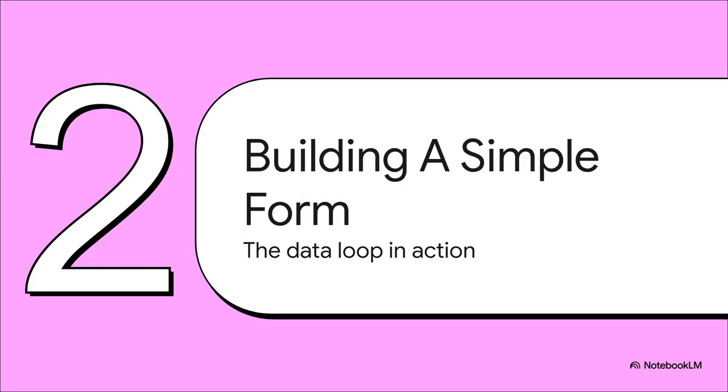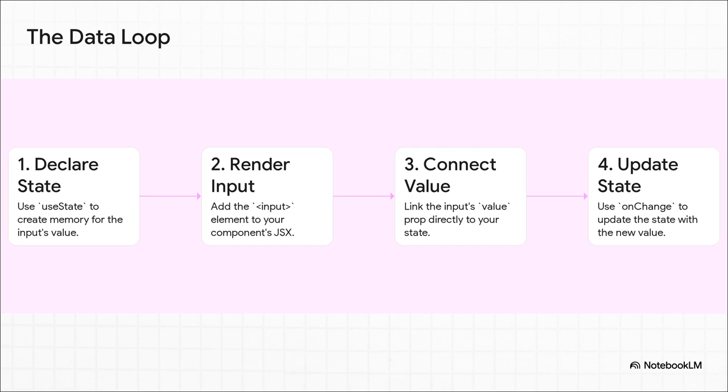All right, that's enough theory. Let's get our hands dirty and actually build something. We're going to put that brain to work and see this data loop in action with a really simple form. The whole thing is basically a four-step recipe. First, we need to give our component a memory using useState. Then, we actually put the input field on the screen. Step 3 is connecting that memory to the input. And finally, Step 4 is telling the input how to talk back to the memory.